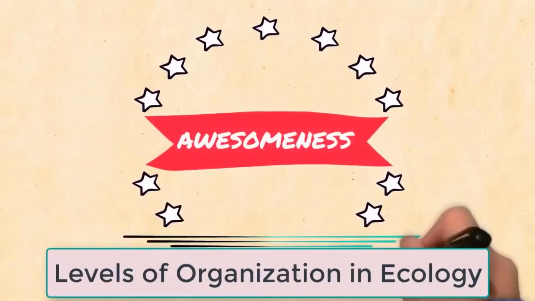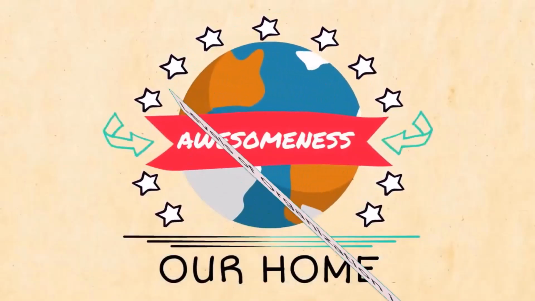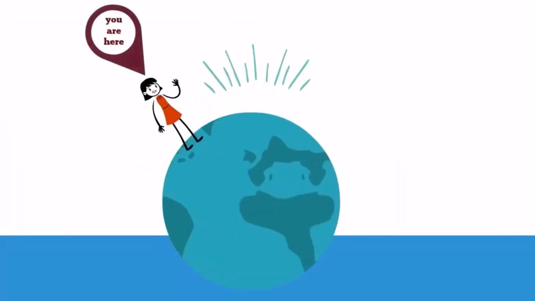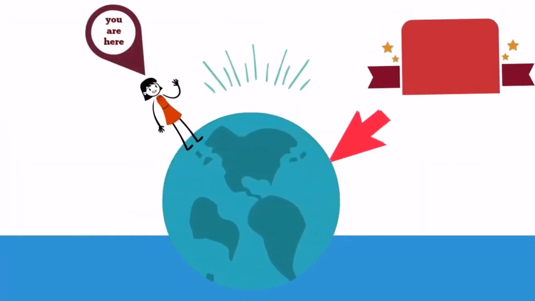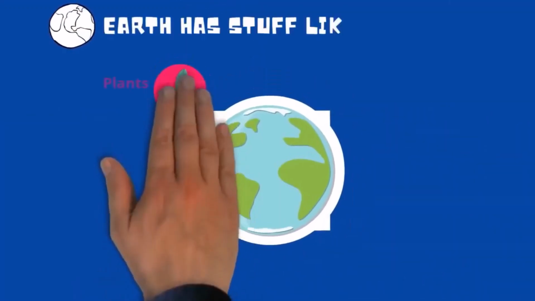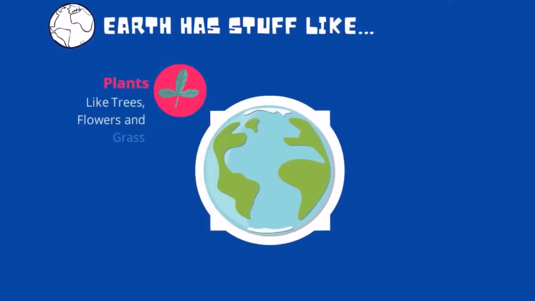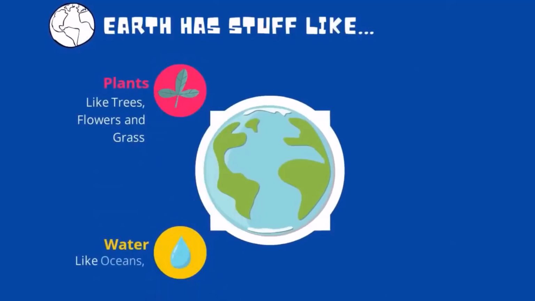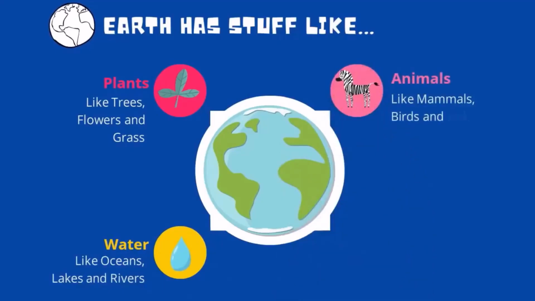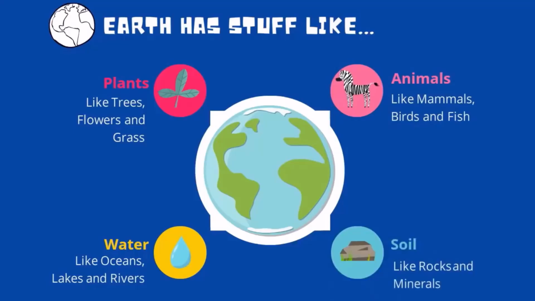Levels of organization in ecology. In ecology, we seek to understand the interactions among organisms and their environment. This includes both biotic and abiotic components. Some of these factors include plants like trees, flowers, and grass, water like oceans, lakes, and rivers, animals like mammals, birds, and fish, and soil like rocks and minerals.